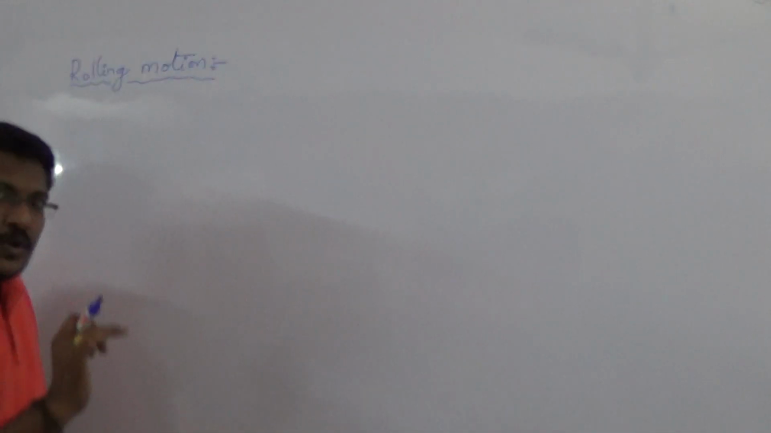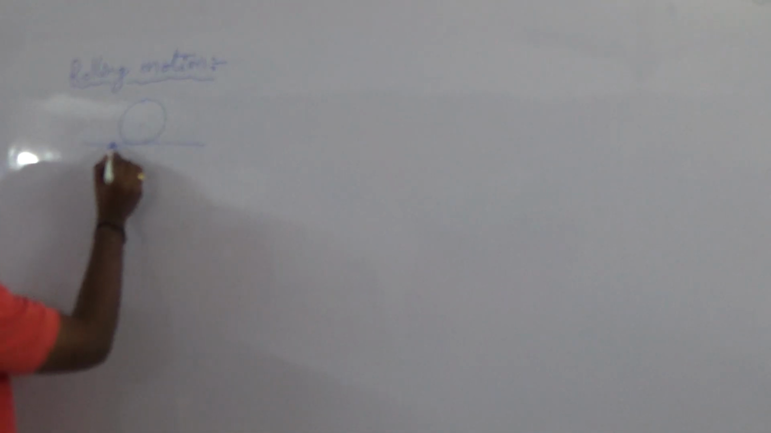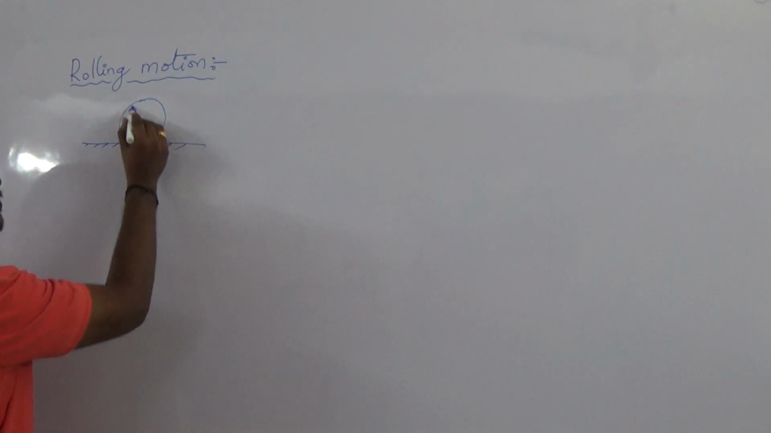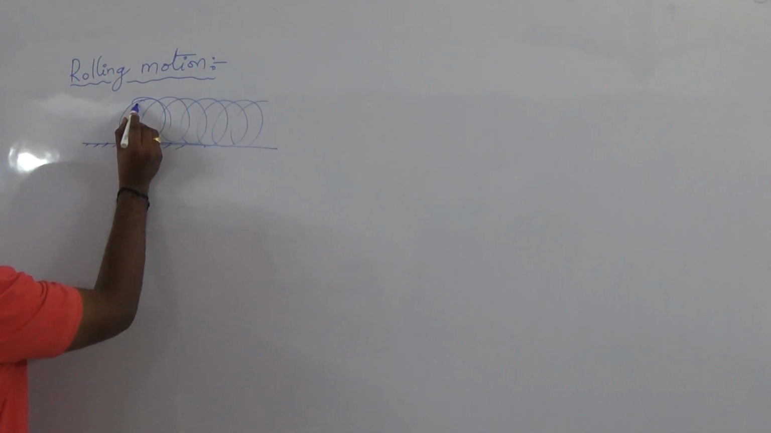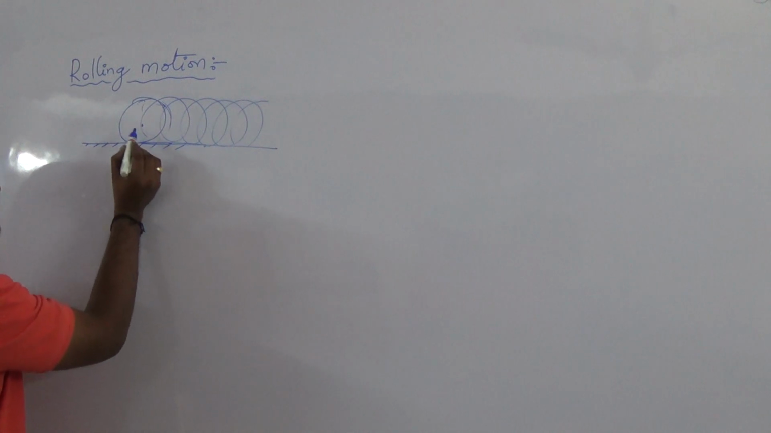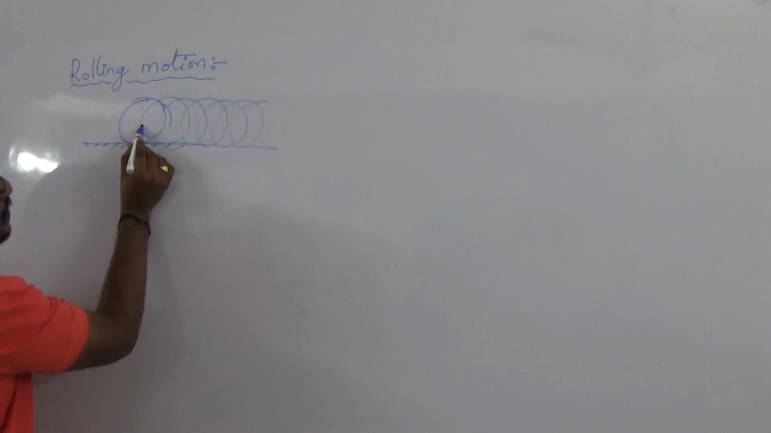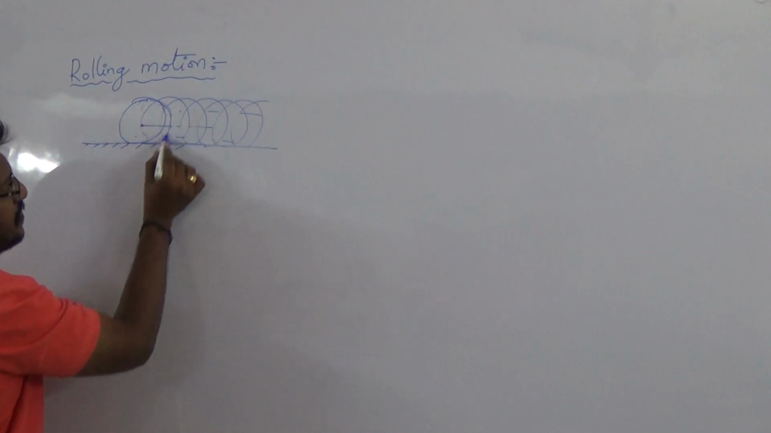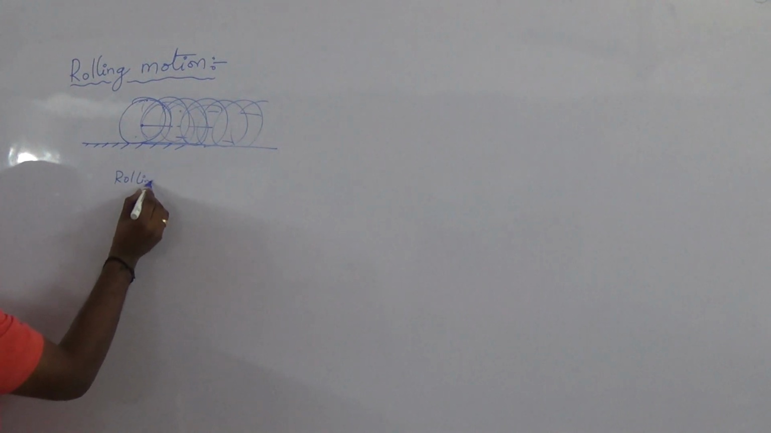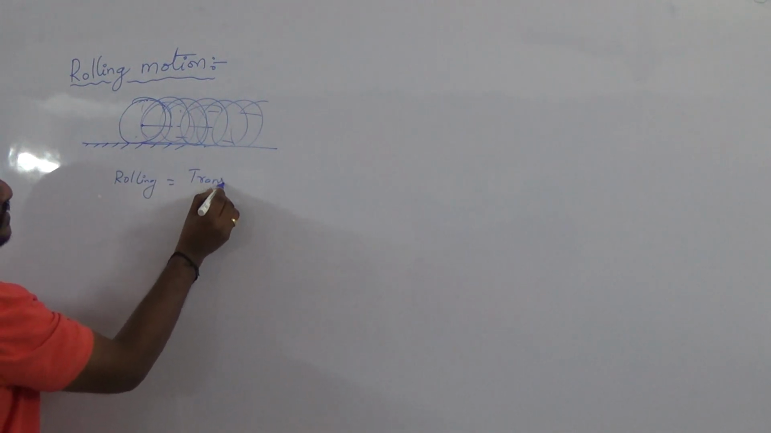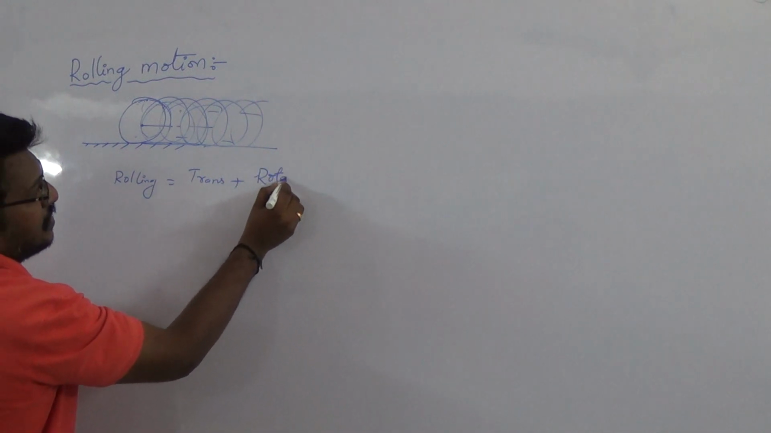So rolling motion is nothing but the combination of translatory and rotatory motion. See here, an object is in rolling motion. That means it is rolled like this. At the same time, this body has translatory motion and also rotatory motion. That means each particle of this body displaces from one position to another position. At the same time, it is rotated like this. So rolling motion we can write as motion due to translatory plus motion due to rotatory. That is the combination of translatory motion and rotatory motion.